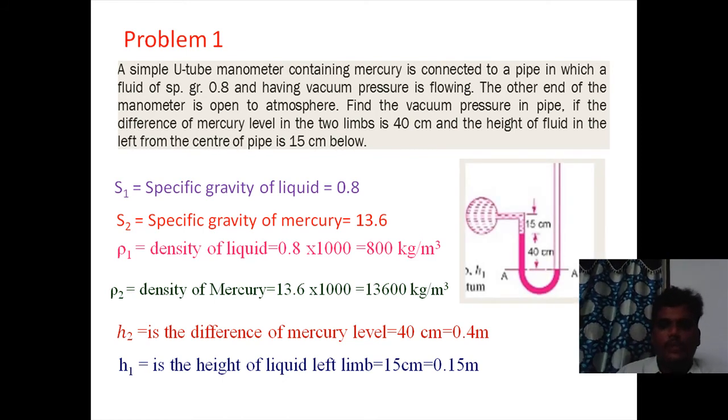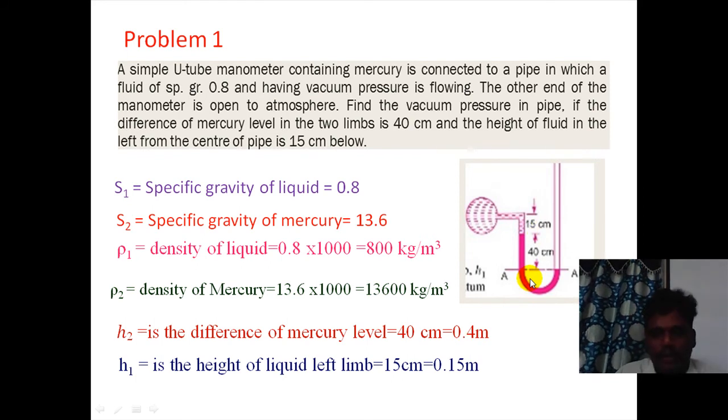Now consider the U-tube manometer. One end is open to atmosphere, and the other end is at vacuum pressure, creating a vacuum pressure here. Now from the center of the pipe to the vacuum level, the distance is given as 15 centimeter. That is h1, which is 15 centimeter, that is 0.15 meter. And h2 is given as 0.4 meter.